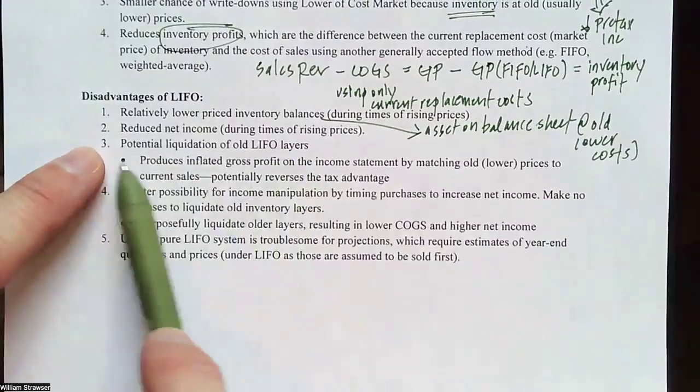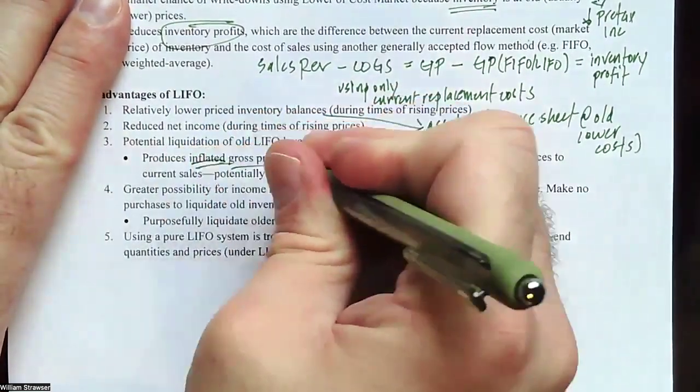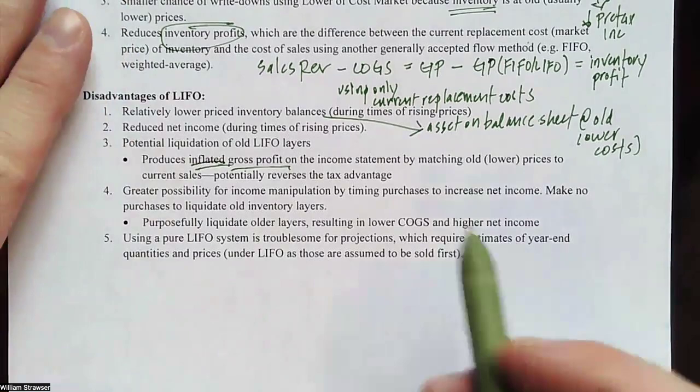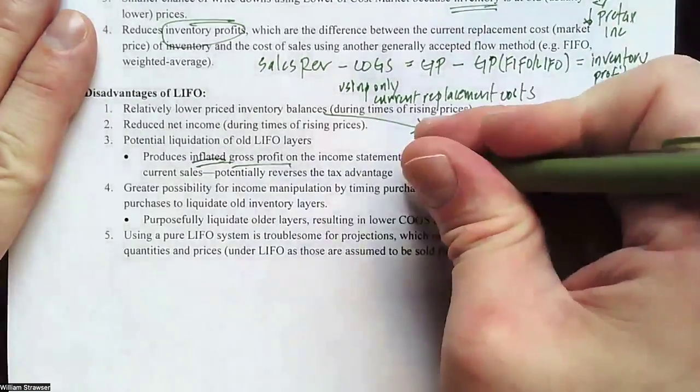There's a potential for LIFO liquidation, right? And so this is going to inflate gross profit. What's happening here is we're selling through the most recent purchased inventory. And under LIFO, you can have a bunch of old inventory that you might not have ever sold through from prior purchases, and those would tend to be at lower inventory costs, right? So it can potentially reverse the tax advantages of using LIFO. And we definitely will look at this in chapter 9.